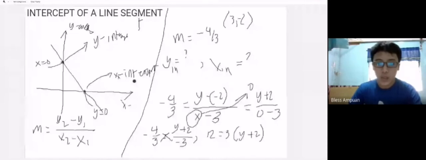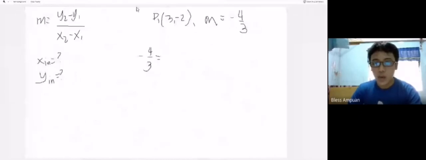So what we need to do is just equate y to 0 to find the x-intercept, and then equate x to 0 to find the y-intercept. So in this example, we are given a function, a point 3 and negative 2, and then given the slope, which is equal to negative 4 over 3. To solve for the x-intercept, let's find the x-intercept first. You cannot solve this one simultaneously. So just solve one at a time.